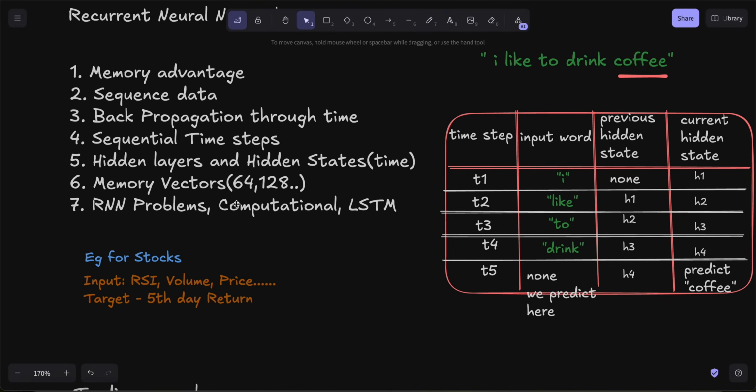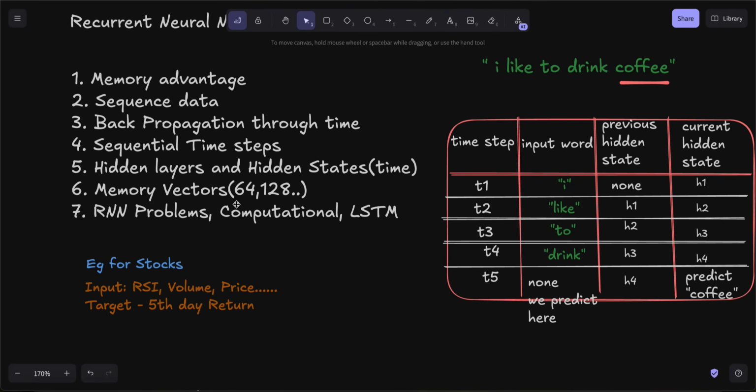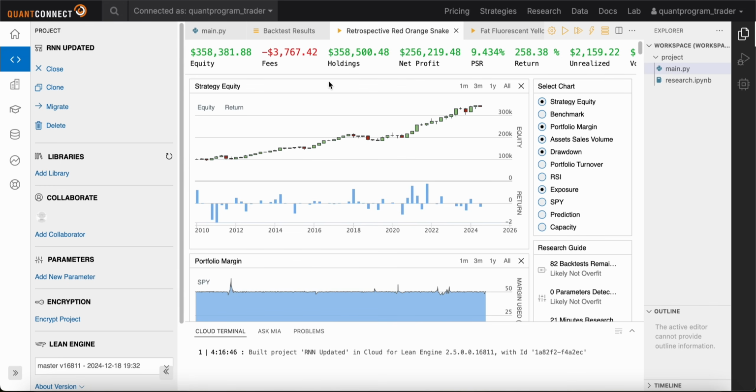So the recurrent neural network, or fundamental neural network, has got certain problems. The fundamental problem is that it's got a computational issue. You need lots of computational power, unlike a decision tree or regression. In our strategy, we actually use QuantConnect, and they don't use GPUs, they use CPUs, and still we were able to create one.